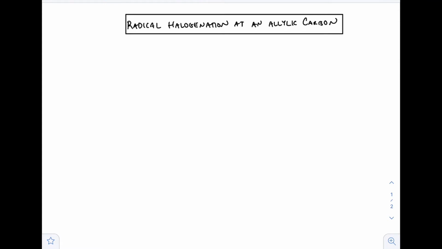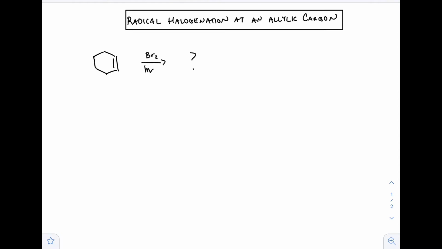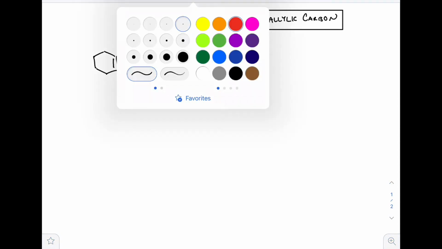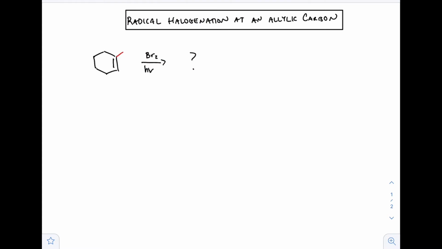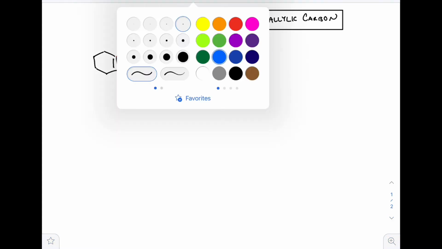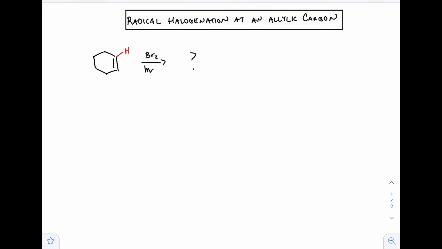Right, so this video is going to be on radical halogenation at an allylic carbon. First of all, I have to remind you what an allylic carbon is, but we're going to use cyclohexene to do that. Let's just imagine we could halogenate something, and what would the product be with this particular cyclohexene molecule?